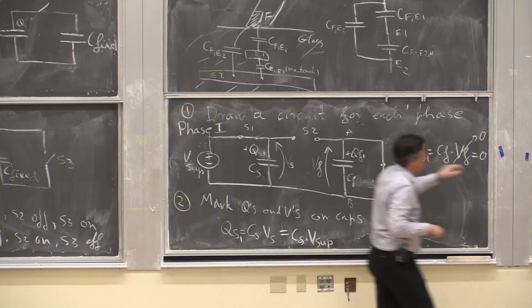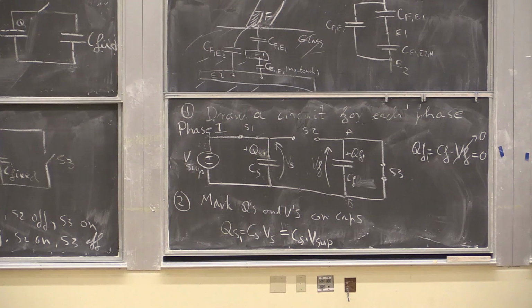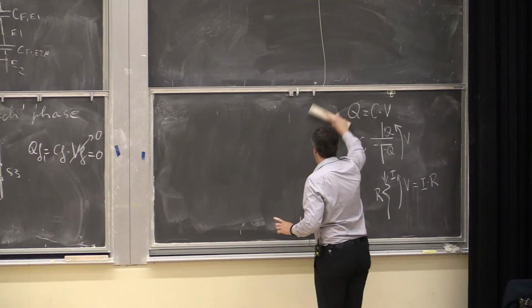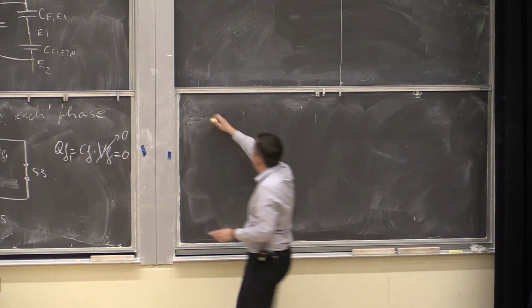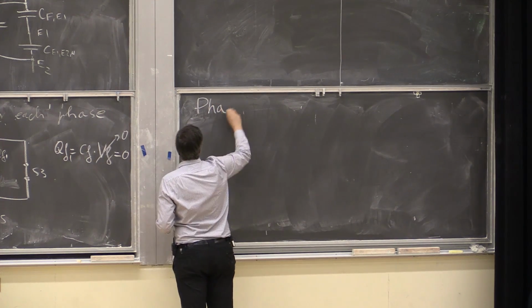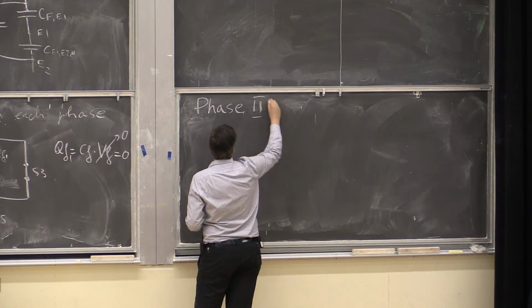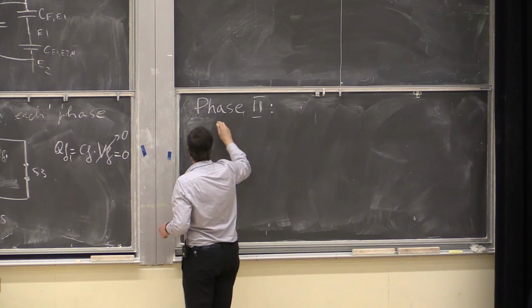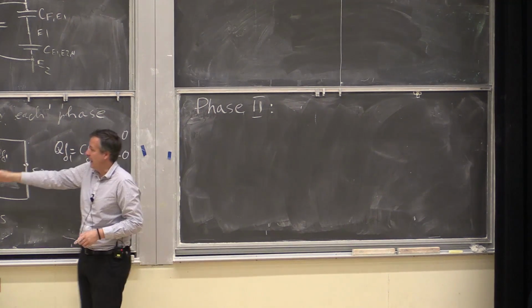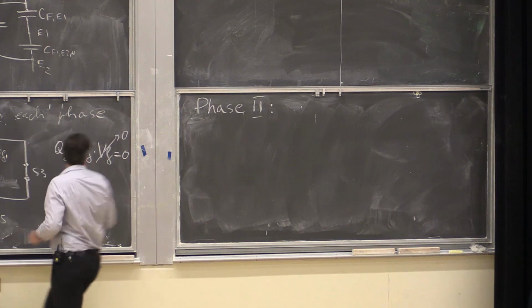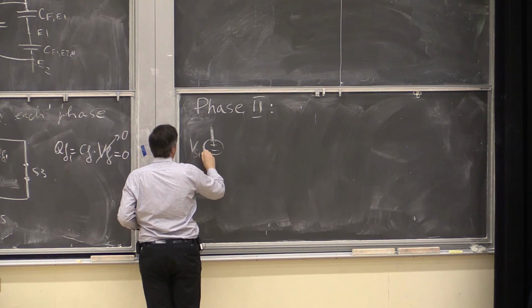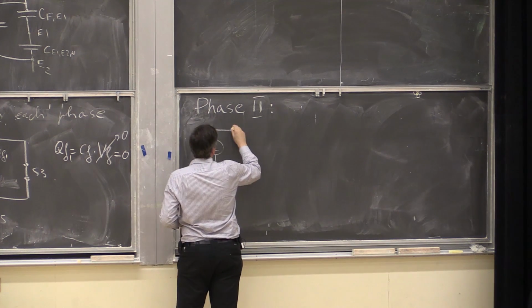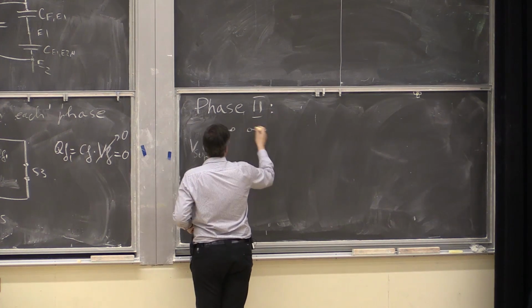Phase 2. So in phase 2, I can draw the supply. I'll just draw the whole thing, but usually you're just gonna draw stuff that matters. Supply doesn't matter anymore because S1 is open.